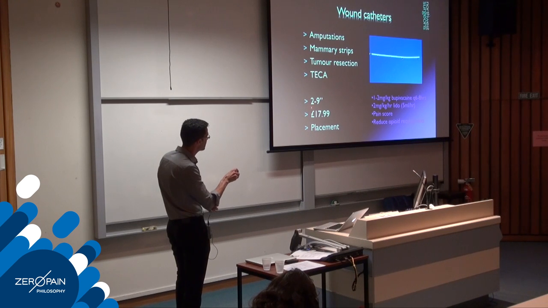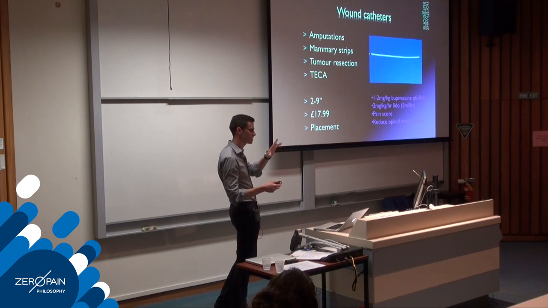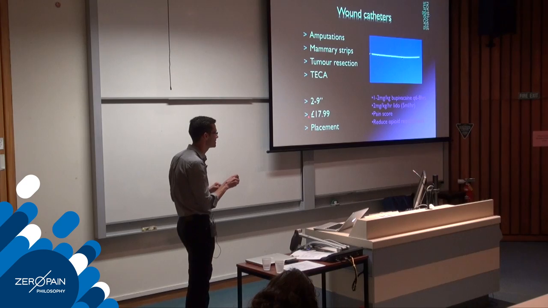Now, you can get various lengths, and the length refers to the length from here to here. Okay, so you can get 2, 2.5, 7, 9, and there's another one. There are 5 sizes. To us, they're $17.99, so they're quite expensive. It's probably about $30-$35 to clients, so they're quite a lot.